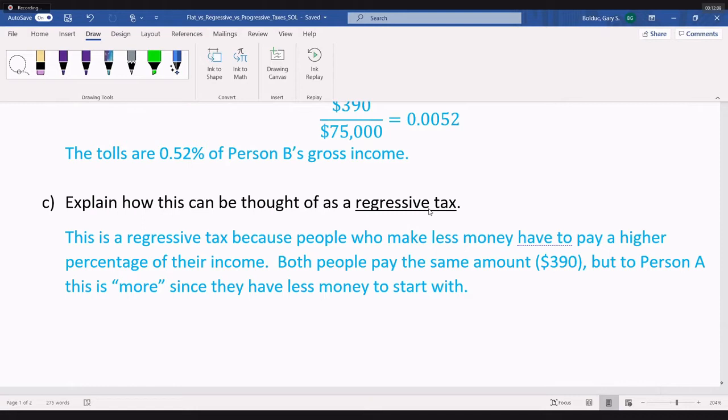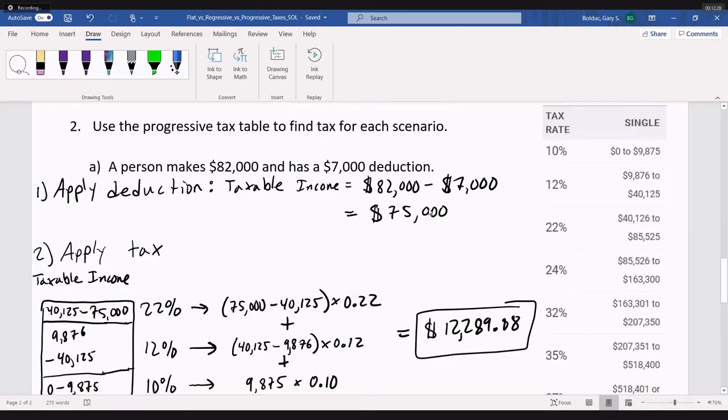So regressive tax. We've seen what a regressive tax is, and we know what a flat tax is. Now we get to do an example of a progressive tax. This is an example that is very similar to how our actual income taxes work. When you do it at the end of the year, this is how things work.